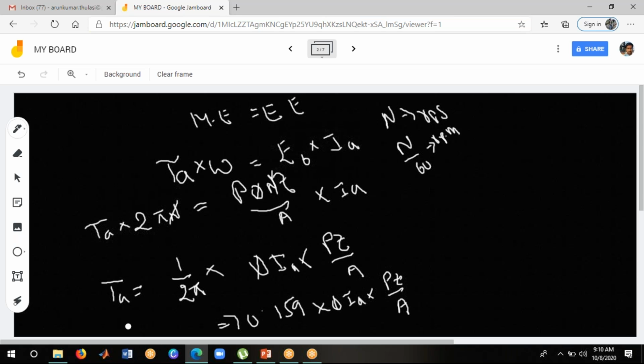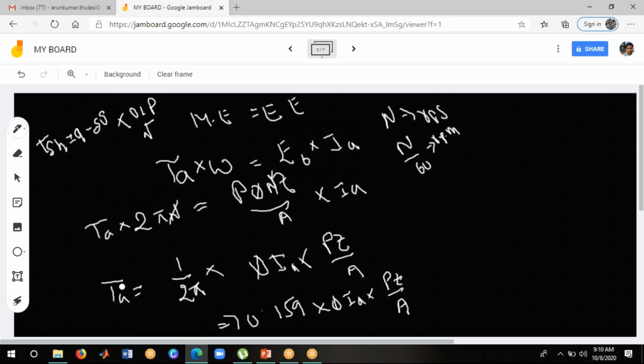Now the next torque is shaft torque. So shaft torque we can write as TSH is equal to 9.55 into output divided by n. This is the shaft torque. Now these are the two available torques on the DC motor.